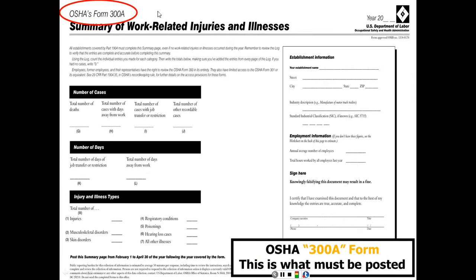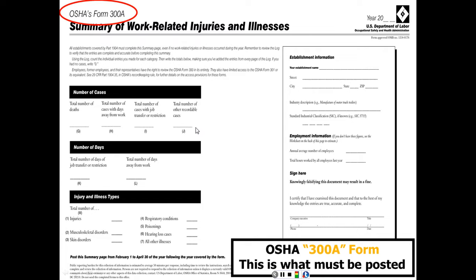The second form, which is the 300A, which is summary of work-related injuries and illnesses. Again, basically this is a summary of the previous form. So you're going to take the results from the previous form. You don't need to write the employee name or the location of the injury and so on. Just the summary of how many people were injured, for how long, and if it was a reassignment or things like that. So you're going to put the total number of deaths, if any, total number of cases with days away from work, total number of cases with job transfer or restriction, and total number of other recordable cases that did not require any days away from job.